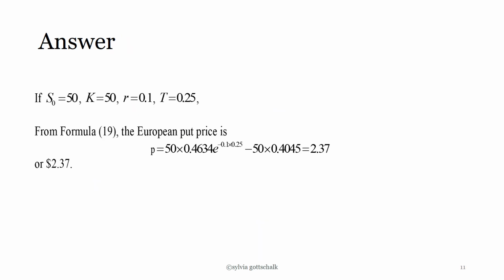Writing it all together as you would in the exam: for stock price equals 50 today, strike price 50 in your option, 10% interest rate and a 3 months expiry date, from formula 19, the put price is $2.37. That's it.